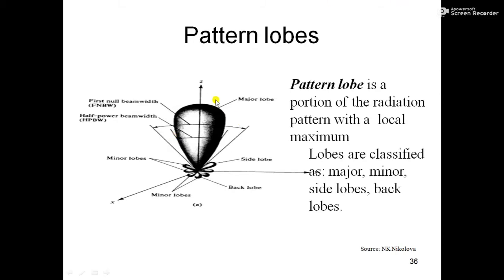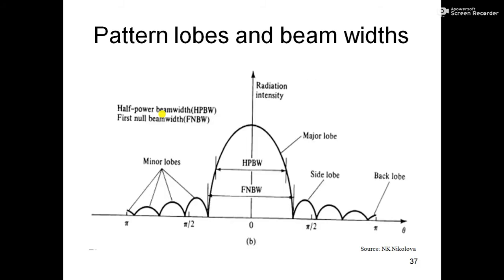Now there are two ways of representing the beam width. Beam width means the width of the beam. One is called the half power beam width. So if we represent this whole picture in a two dimensional form, you can see here this is the angle theta and this is the radiation power. Now see, this is the major lobe, these are the side lobes, and this is the back lobe.